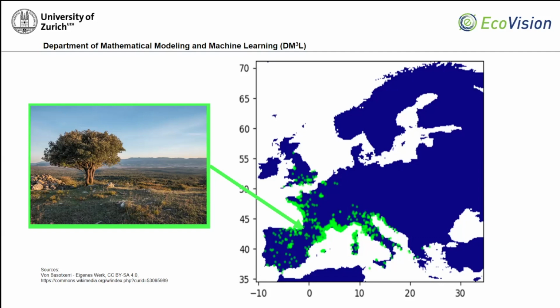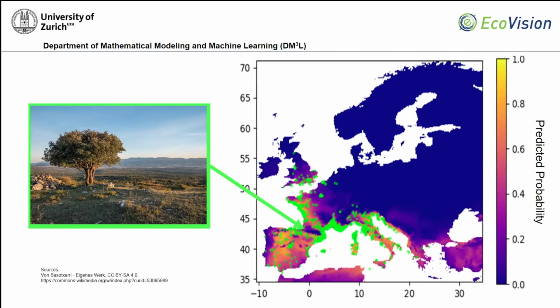And what we want to do now, using this as input, is predict the probability map: where else is this tree growing. And we don't want to only do this for the specific oak tree, but for thousands of species. So this is then such an output, how it looks like. High probabilities are yellowish and bright, and low probabilities are dark blue.